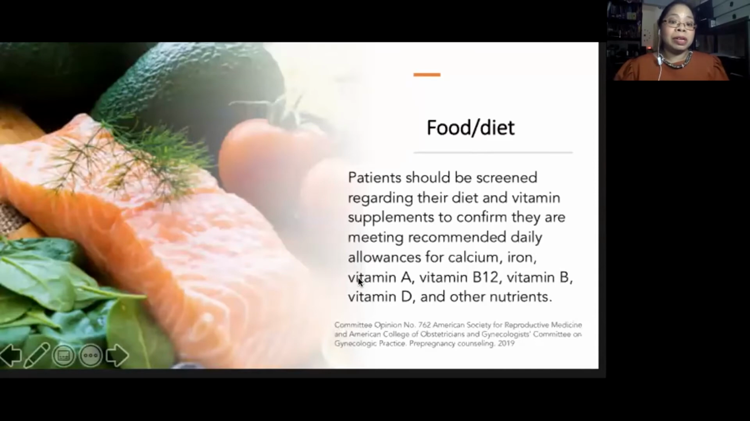Patients should also be screened regarding their diet and vitamin supplements to confirm they are meeting recommended daily allowances for calcium, iron, vitamin A, vitamin B12, vitamin D, and other nutrients. Fruits, vegetables, and daily multivitamins are good sources of antioxidants and vitamins that may assist in reproductive health for both males and females. Patients who are at risk of eating disorders or those maintaining a very low caloric diet should be screened and counseled. Patients with malabsorptive gastrointestinal disease, bariatric surgery, or those on a vegan diet may require vitamin and mineral supplementation.